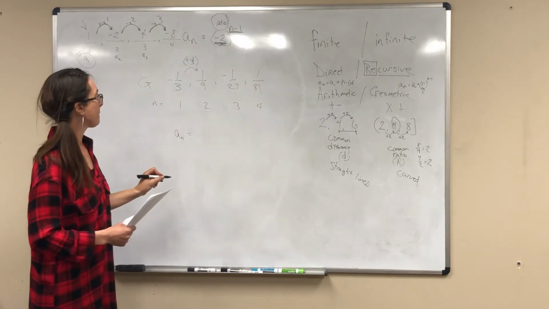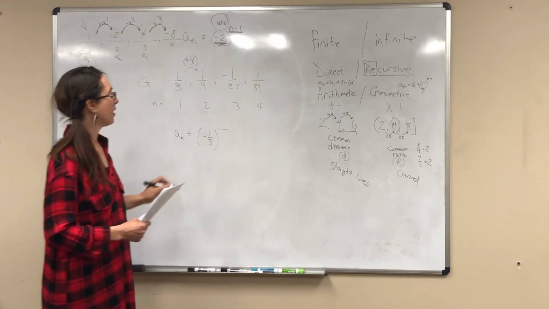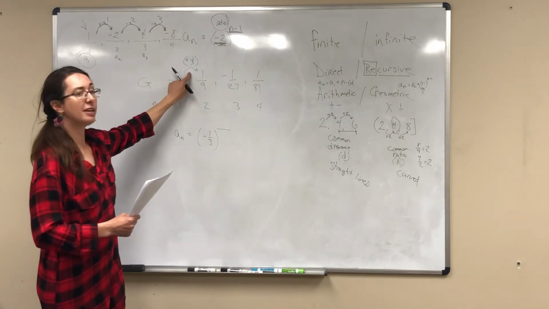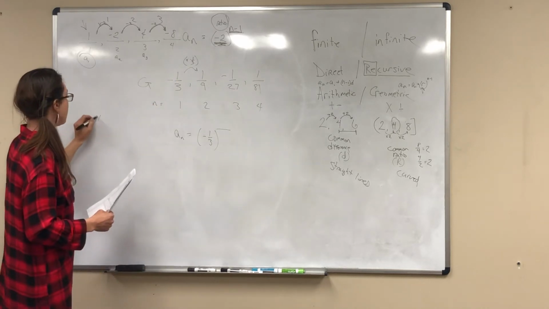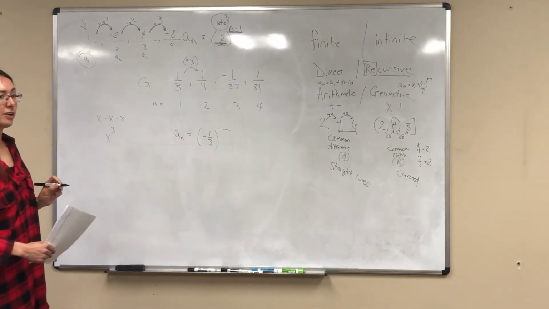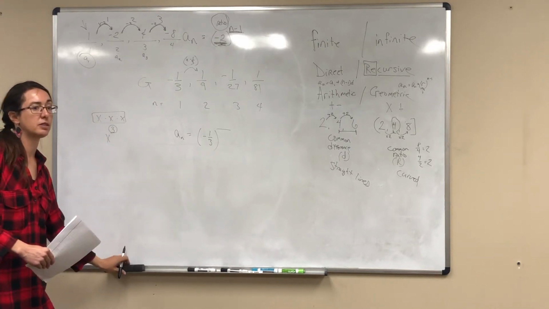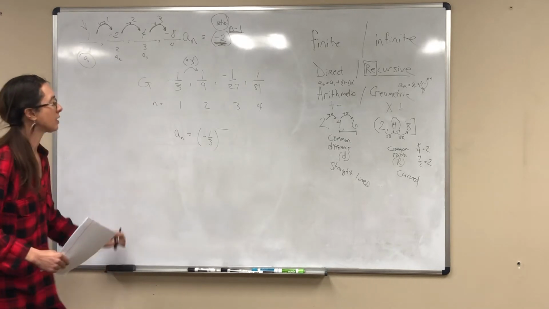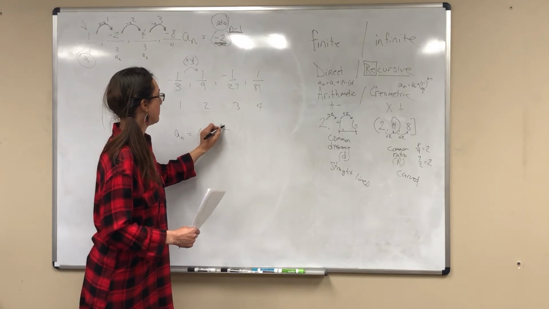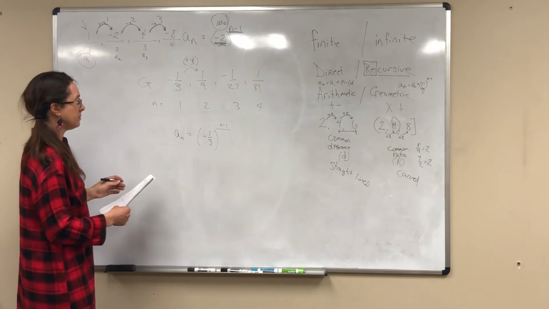A sub n equals negative 1/3, not times. How many times? It's multiplication. So when we have multiplication, x times x times x is really x to the third. So when we have lots of multiplications together, we write it as an exponent. So n minus 1. Perfect.